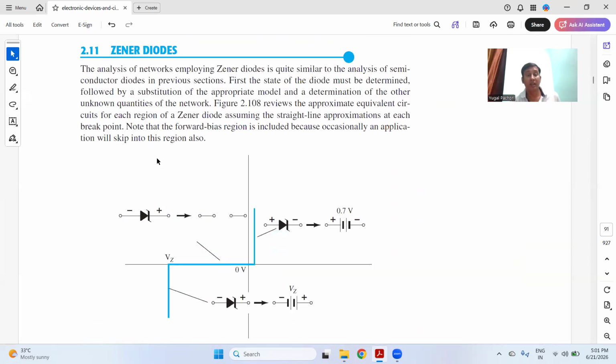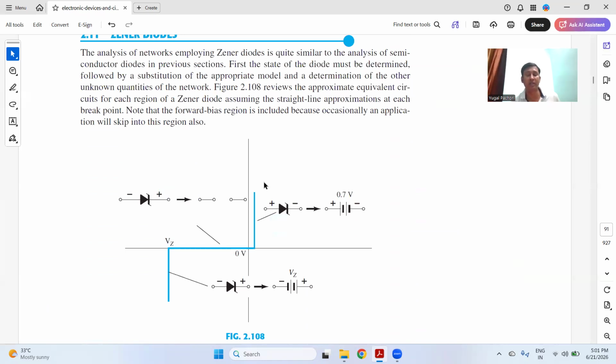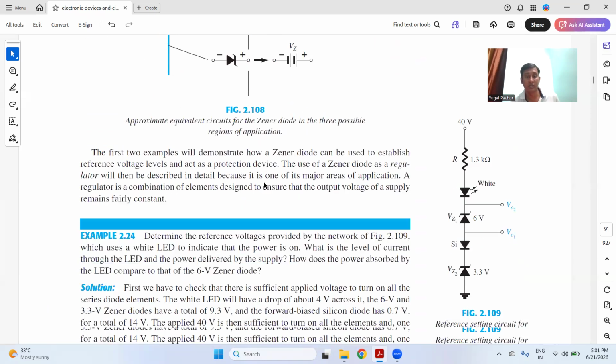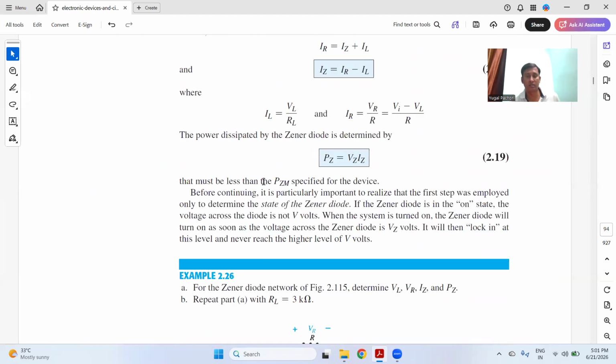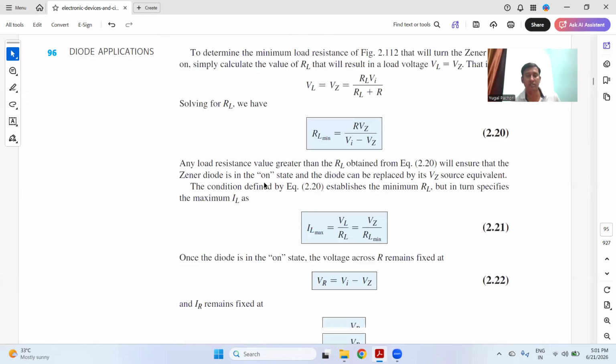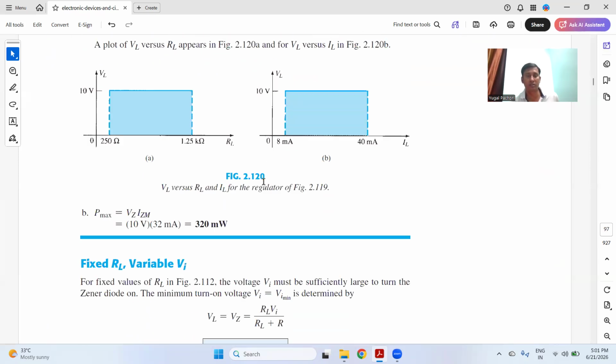Now the Zener diode I've already discussed. The Zener diode acts as a voltage regulator. Now coming on to the next topic. This is something which can be done. You can solve this. Fixed variable resistance. You can see this.